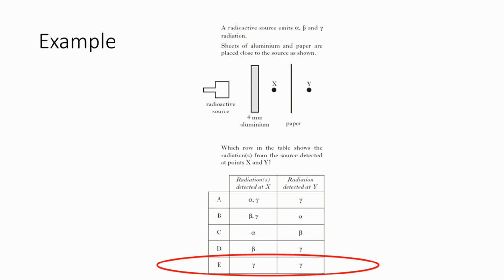Now why is that? So the radioactive source is on the left of the diagram, and in order to get to point X, radiations have to pass through 4mm of aluminium. We know that alpha cannot get through aluminium, and beta can get through some aluminium, but 4mm is a bit thick. Remember, beta is usually stopped by 2 or 3mm of aluminium. So at point X, we would tend to find gamma radiation at that point. What about point Y? Well, we've only really got the gamma getting through the aluminium, and gamma's not stopped by paper, so it's not going to have any effect at all. So we'll find gamma at points X and Y.